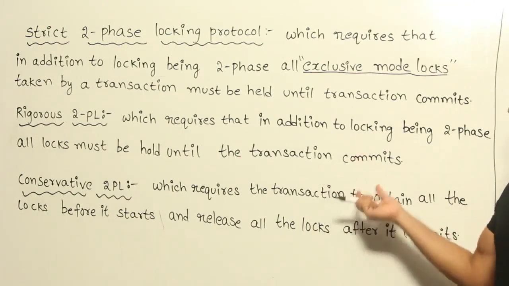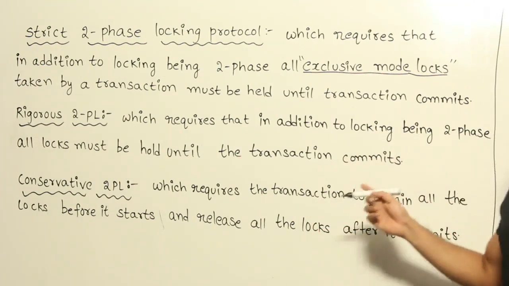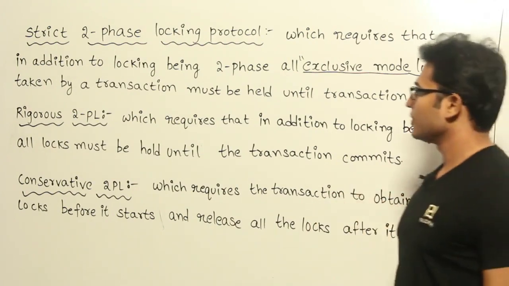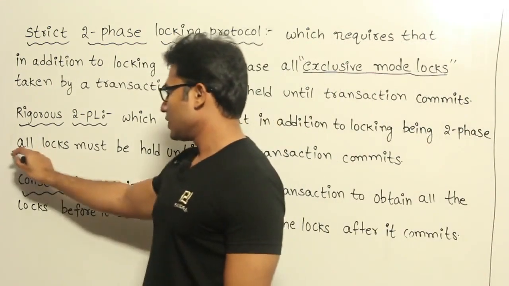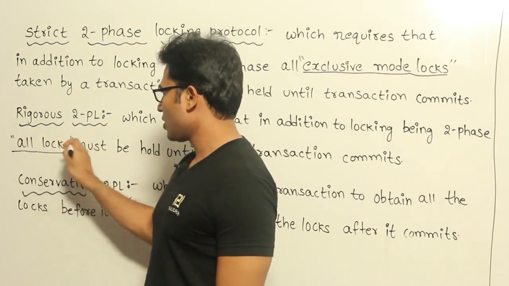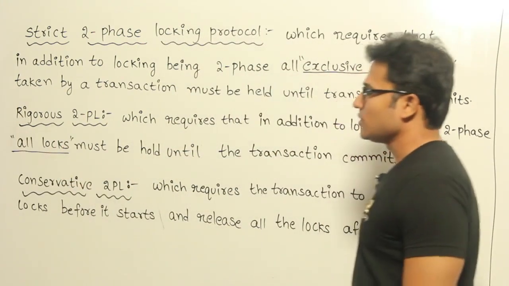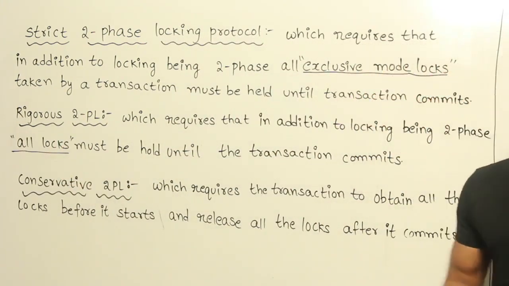Here in this case, until the transaction commits, all the locks are held. The important point that you should remember here is all locks. Earlier it was only exclusive mode, but here it is all locks. What does it mean? Even if you are taking a shared lock, don't release the shared lock also until you commit.